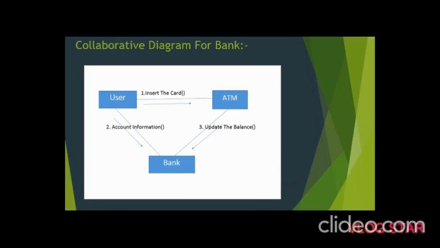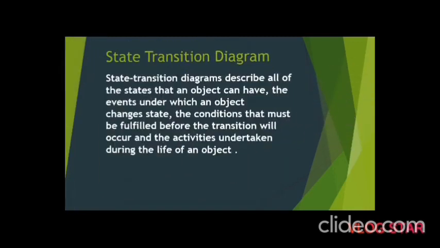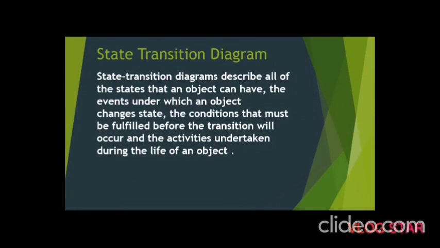Now, state transition diagram. State transition diagrams describe all of the states that an object can have, the events under which an object can change state, the condition that must be fulfilled before the transition will occur, and the activities undertaken during the life of an object. State transition diagrams have been used right from the beginning in object-oriented modeling. Notations of state transition diagram are listed below.